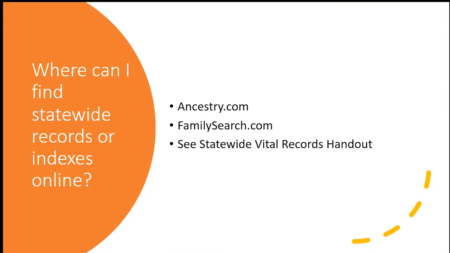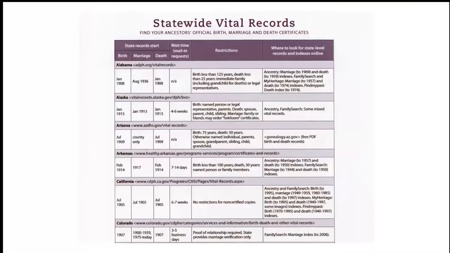Now, where can I find statewide records or indexes online? Again, Ancestry.com has it. FamilySearch.com has it. I have a vital records handout that has information also. Let me show you an example. Now, this is an example of statewide vital records information, and there are 6 pages for this, but it just indicates what's available.